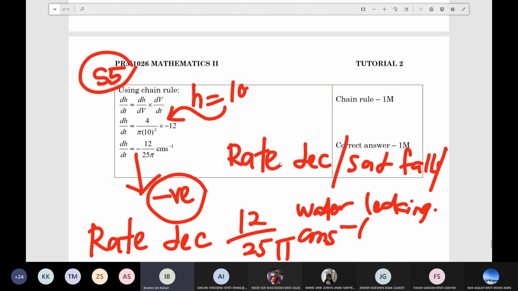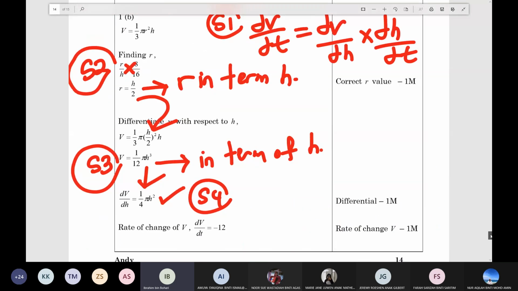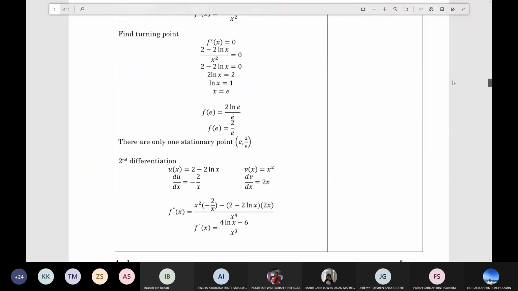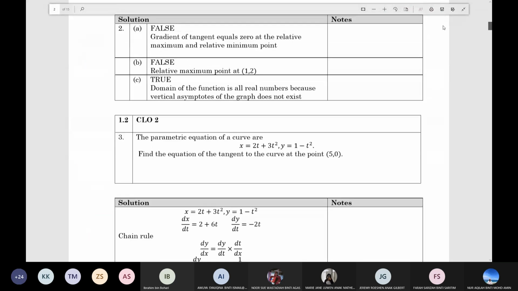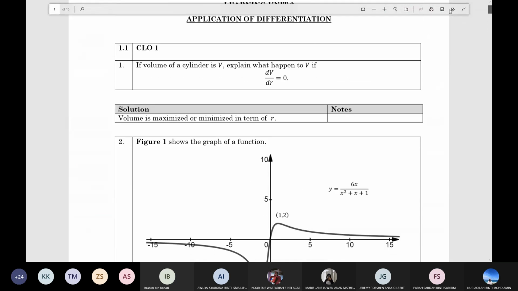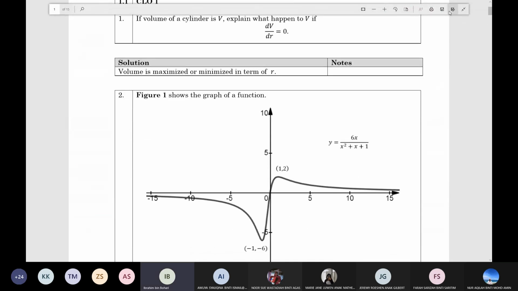Okay, settle. Rate of change and question 1 to 4. Yang mudah ni sebagai jawapan sahaja. Okay, check answer. Okay, check answer.